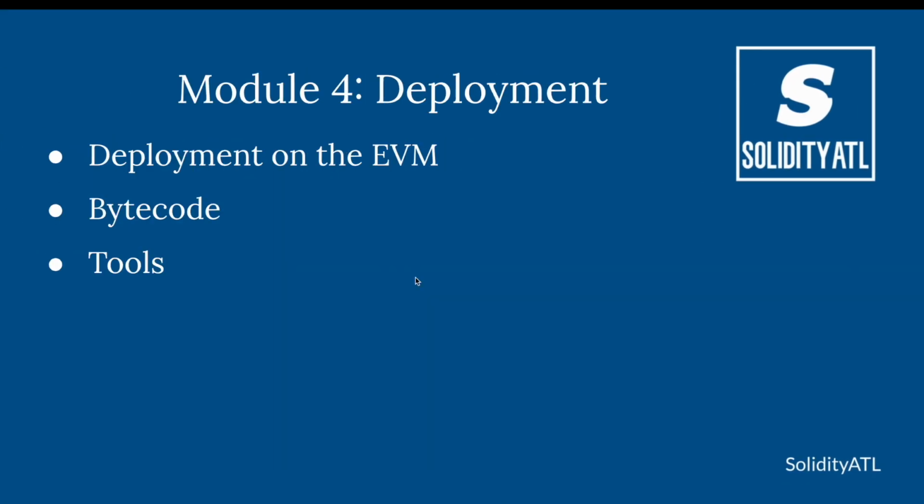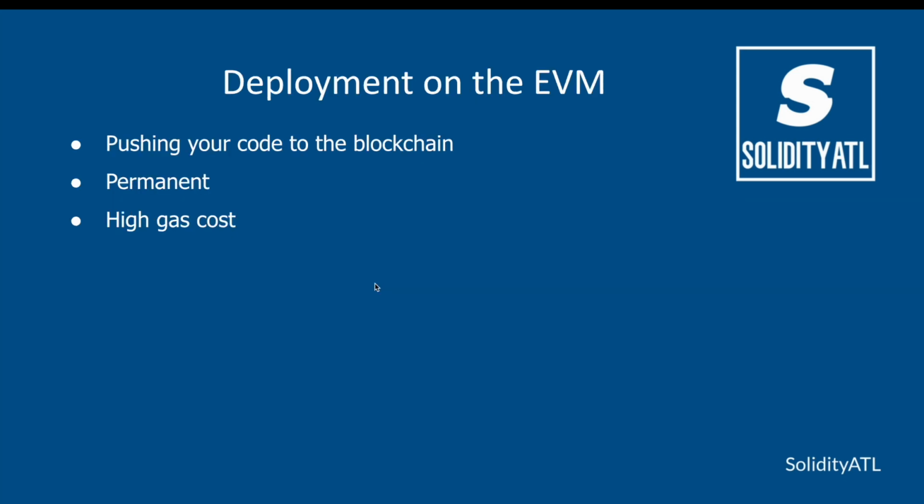Module 4, we're going to run through deployments. So we're going to talk about deployments on the EVM, a little bit about bytecode, and then also about some tools you'll be using in your development and security process. All right, so we're going to first talk about deployment on the EVM, and we're going to jump into Remix to talk a little bit about pushing your code to the blockchain, the permanence, that once you deploy your code, it becomes permanent, and then we're also going to touch a bit on gas cost.